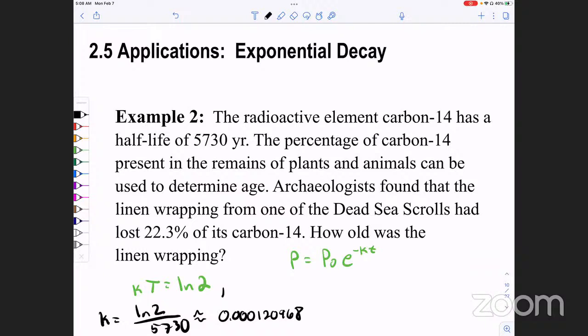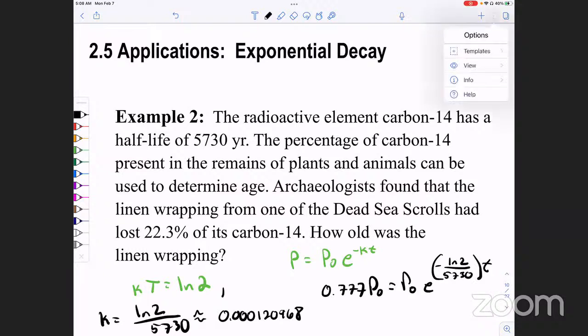0.777 of P naught remaining, right? So we start with some amount P naught, and then the rate, I'm just going to use the exact amount, this negative natural log of 2 over 5730. That's our K. Okay. The only thing we don't know is T. Let me give myself some space. That's part of the trouble here.